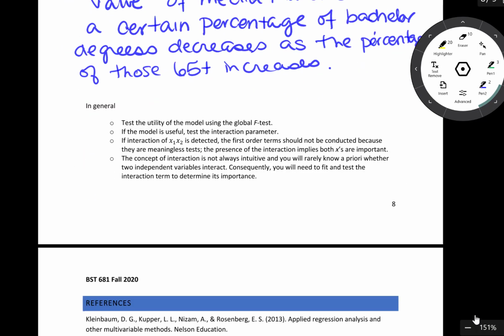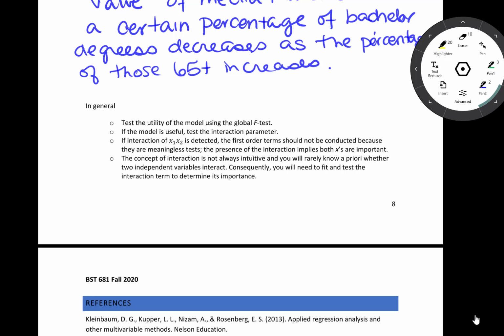Alright, so just a couple general comments. Again, test the utility of the model using that global F-test. We do that first. If the model is useful, then you go ahead and check the interaction to see if you need it. If the interaction is detected, the first order terms should not be tested because they're meaningless tests. In other words, the presence of the interaction implies that both of the x's are important. So you always test the overall model first, then you test your higher order terms. If your higher order terms are significant, you maintain all the lower order terms. In other words, if the interaction is significant, we automatically maintain the first order, or main effects, the x1 and x2 effects.